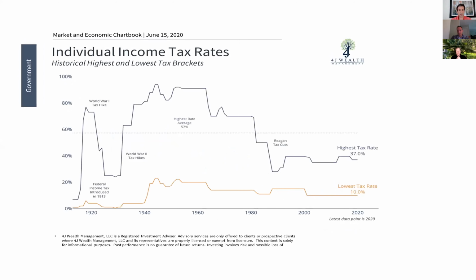This is a slide that looks at individual income tax rates, and it's as high as we feel like taxes are today. If you go back to World War II through to 1980, you can see the blue line there shows the highest average marginal tax rate. It averaged 57%. And in fact, during World War II and the time thereafter, it reached 90%.